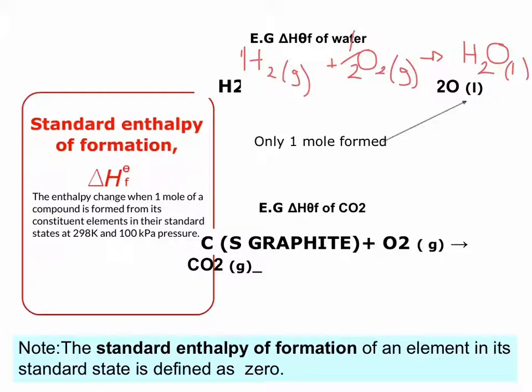At the top of page 8 you've got a note, down at the bottom of the screen. Because we don't need to form an element from any constituent elements, the standard enthalpy of formation of an element in its standard state is defined as 0, if you can write that in at the top of page 8.